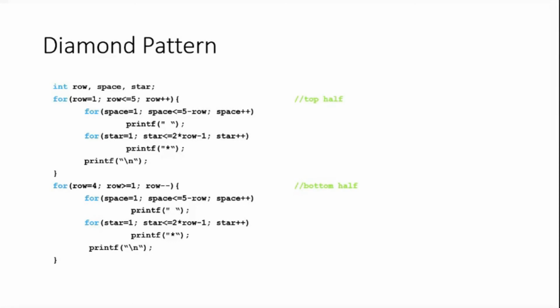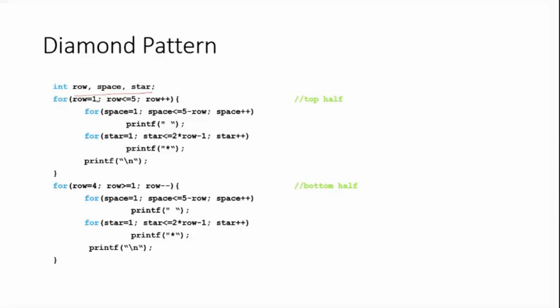done in C programming. I don't expect all of you to understand the complete concept, but at least try to understand what it is. So int row, space, star: we are actually defining 3 variables here. Row will take the row number, space will take how many spaces there should be, and star will take how many stars there will be.